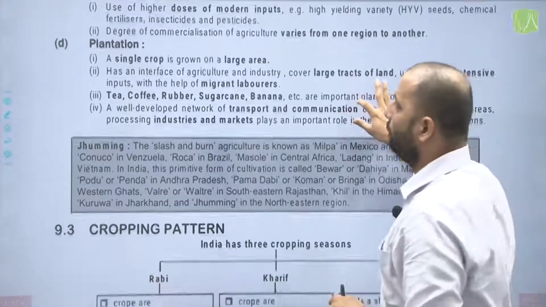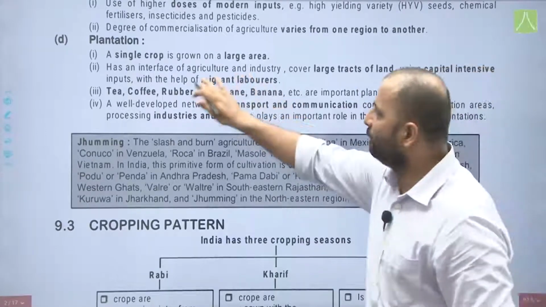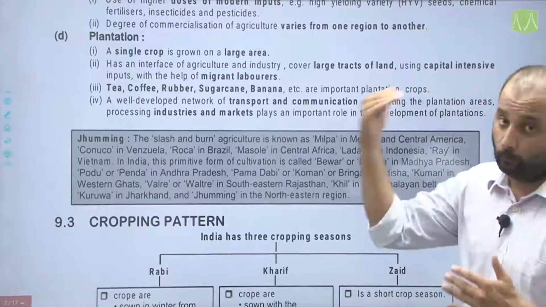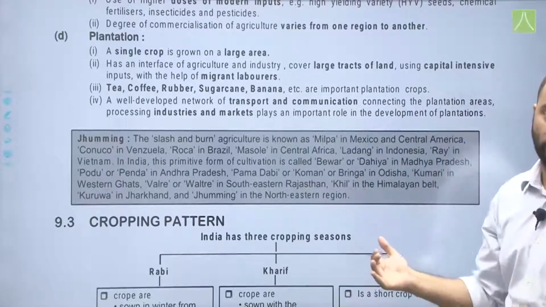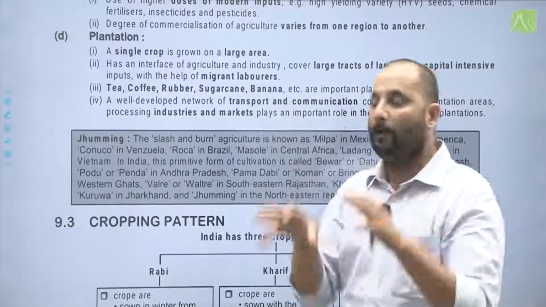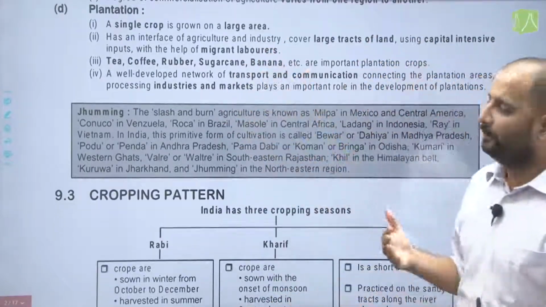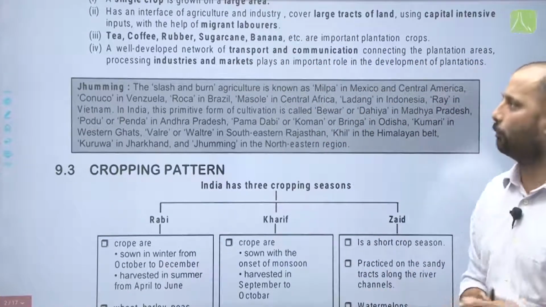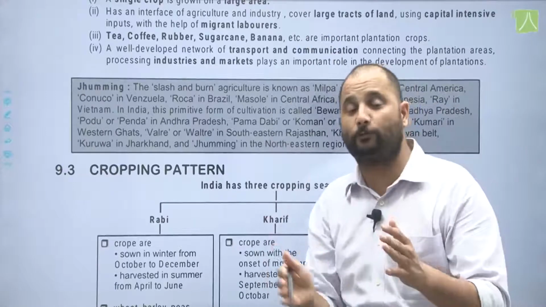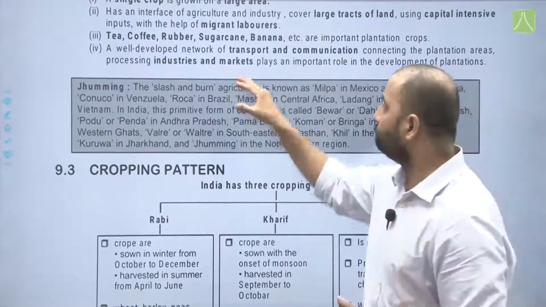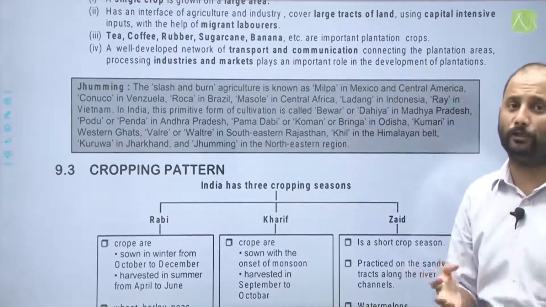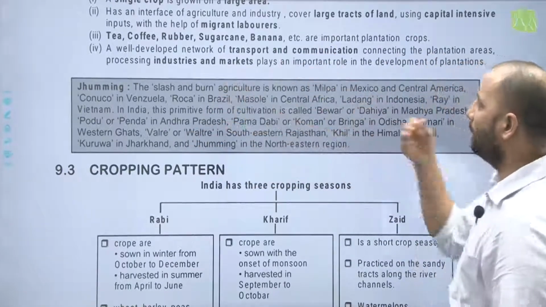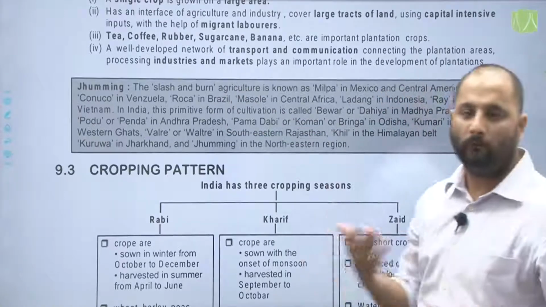So a single crop is grown on a large area, it has an interface of agriculture and industry, and covers large tracts of land. It is quite capital intensive, that is, a lot of capital is pumped in, with the help of migrant labourers. Tea, coffee, rubber, sugarcane and banana are some important plantation crops. A well developed network of transport and communication system as well as a nearby market is also essential for these plantations. Connecting the plantation areas to processing industries and markets plays an important role in the development of plantations.